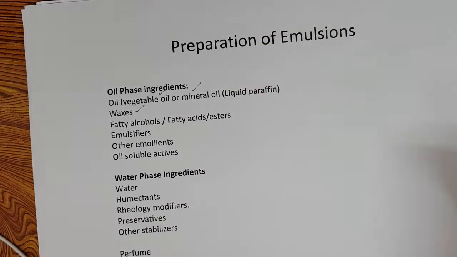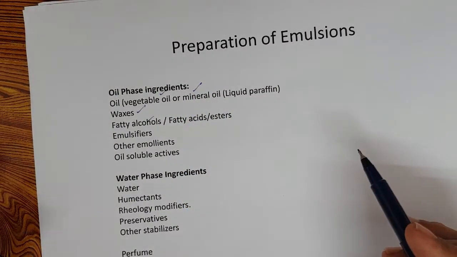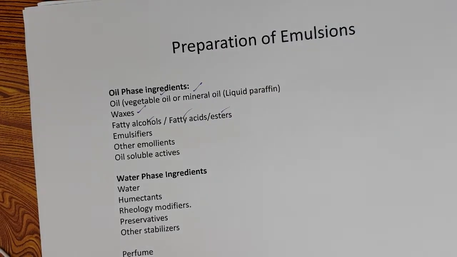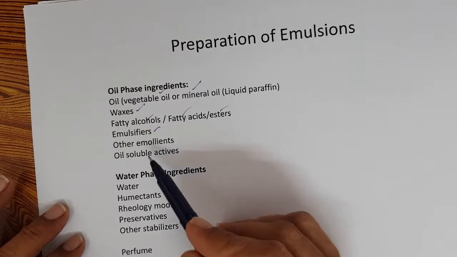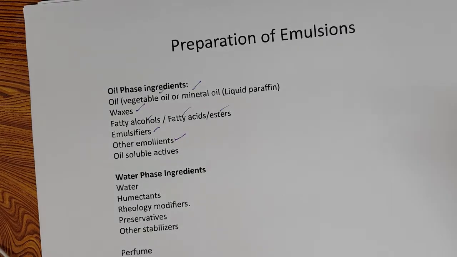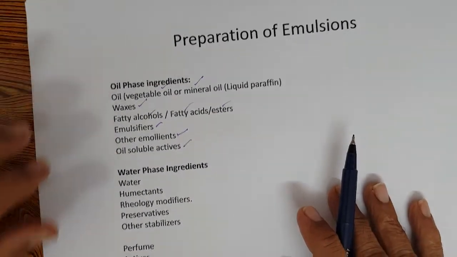I am not going to explain because we have covered all these things completely in the excipients, in the building blocks. Then fatty alcohols, cetyl, stearyl, cetosteryl alcohol, fatty acid, mainly stearic acid. Esters are many, right? There are a lot of emollient esters that can be used in the oil phase, emulsifiers. Then other emollients, apart from esters, there are silicones, cocoa butter, shea butter, some other natural ingredients, and oil soluble actives in the oil phase.